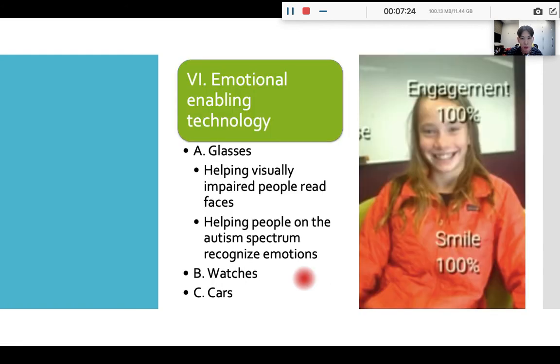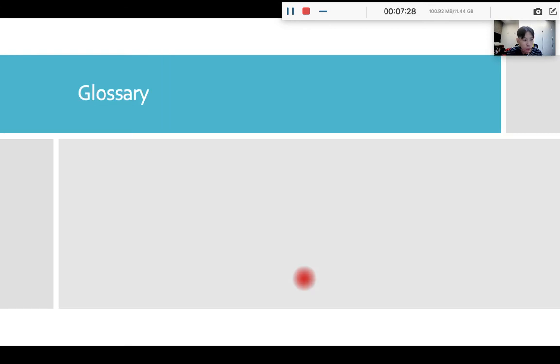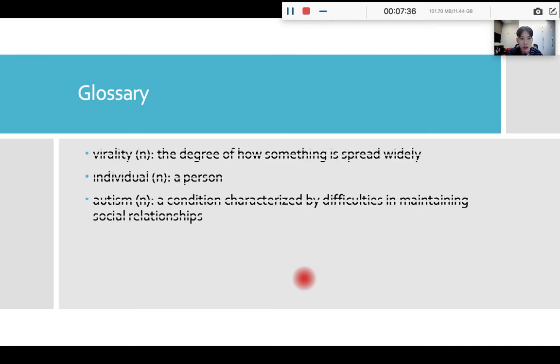Okay, so before we move on to the next section on how this app can be used in other situations, let's pick up a few more words. Virality means the degree to which something is spread widely. So if someone says this video is viral, or goes viral, it means it is everywhere. Everybody must have seen it. Individual here means a person.